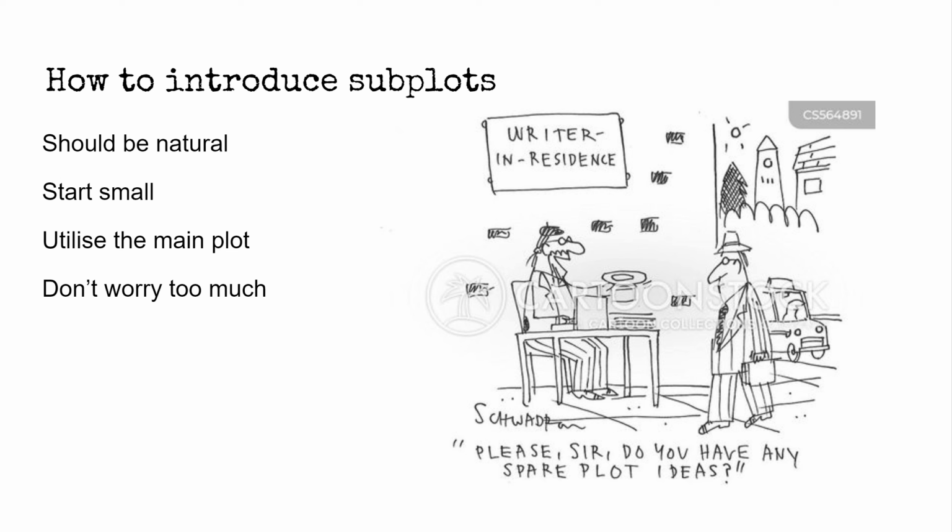Now, how do you introduce subplots? First off, they should be a natural introduction, and you should start small. By natural, I mean don't have a sudden mega beautiful woman appear to seduce your main character as they fight the dragon. That feels kind of forced, right? But as I said, maybe have the MC's mother disapprove of the dragon fighting. And that's a small point, and that can build.